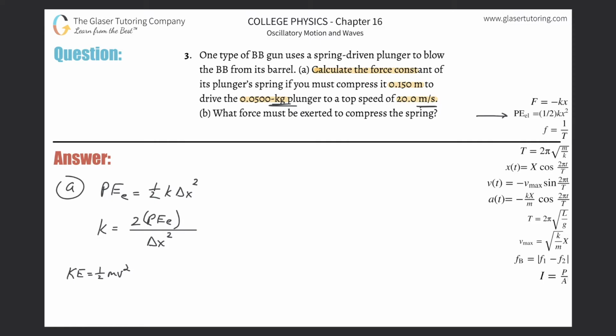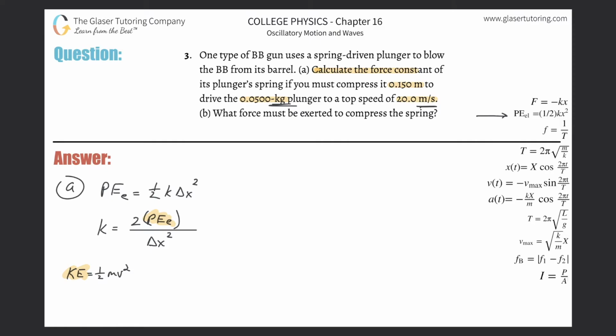So that's the key to the problem. I realized that the fundamental connection in this problem is the conservation of energy. Whatever potential energy was lost by the spring was then gained as kinetic energy by the plunger. That's the basic idea.